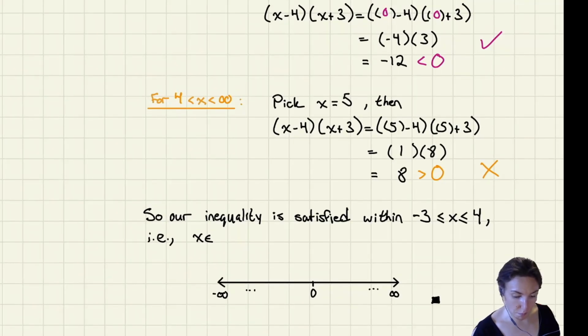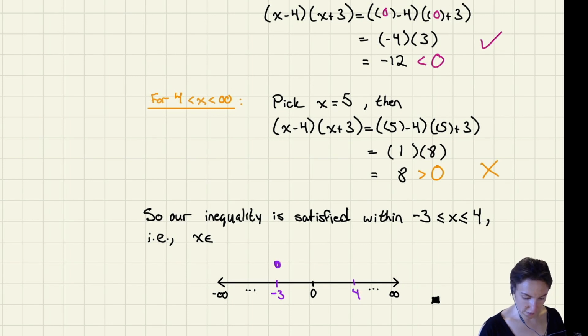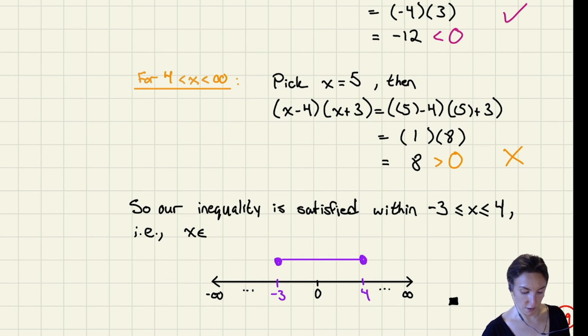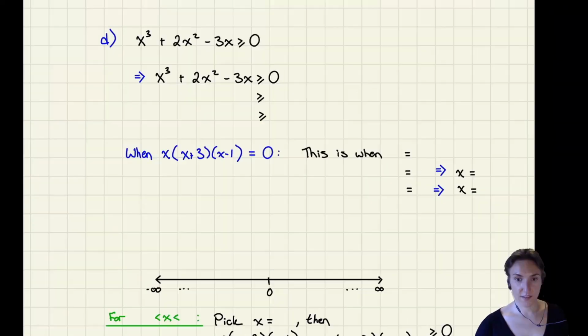So my final number line will look like the following. I'll have a -3 here, I'll have a +4 here, I can include these in my interval, and then I have a line. Okay, so this is inequality notation. This is the graphical notation. And finally, if I wanted to do it in interval notation, I'm going to be using square brackets because I'm including my endpoints. Let's do another one.